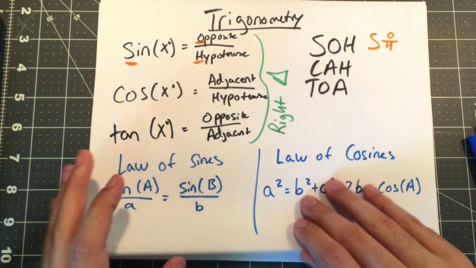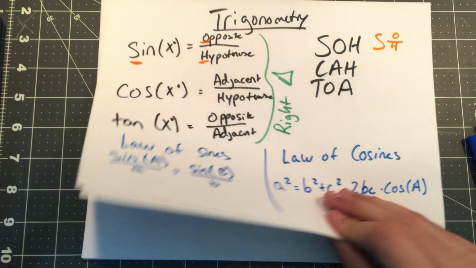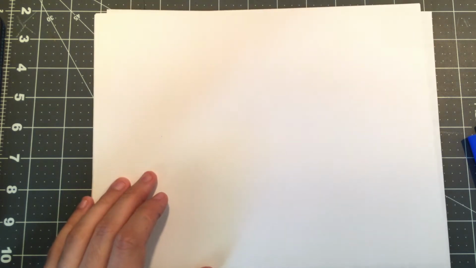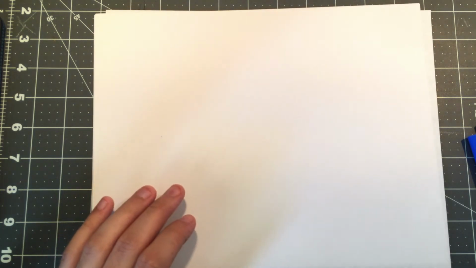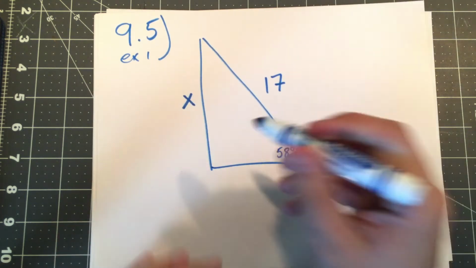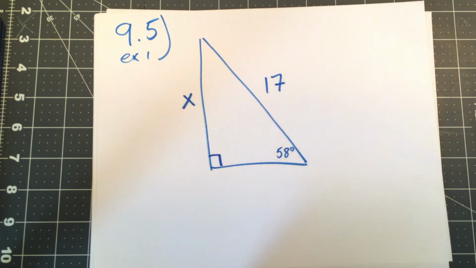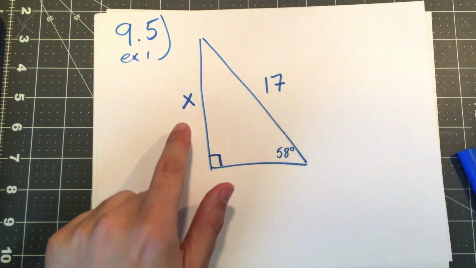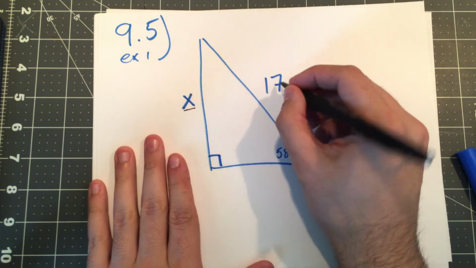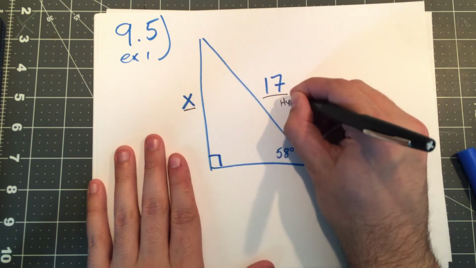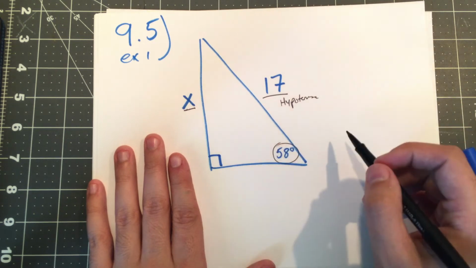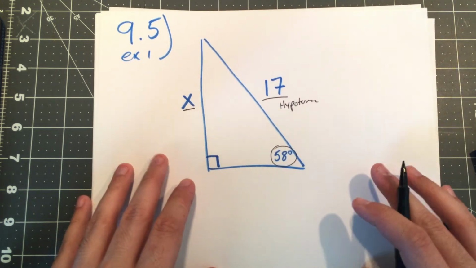Now I'd like to get started on our first example problem. First example problem comes from 9.5. And we're going to be finding a side using trigonometry. So let's assume for a moment this is a right triangle. We're doing 9.5, so we are trying to find this side. I have my hypotenuse, and I have this angle right here, 58 degrees.